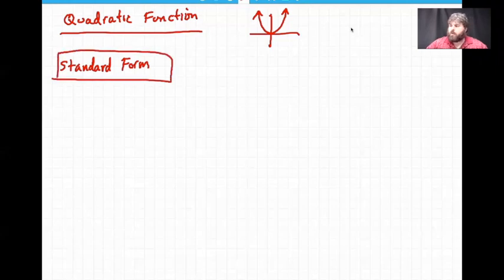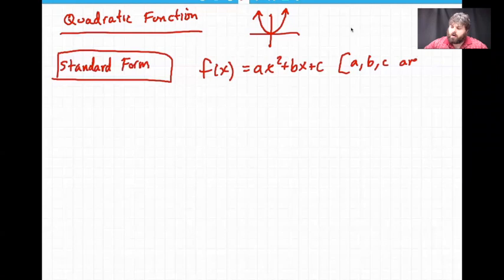All right, so standard form is always in the form f of x equals ax squared plus bx plus c. Now in this form, a, b, and c are going to be numbers. So when you see an actual standard form quadratic function, you'll see like 3x squared instead of a. You'll see a, b, and c will be represented by numbers. Okay, so let's look at an example.